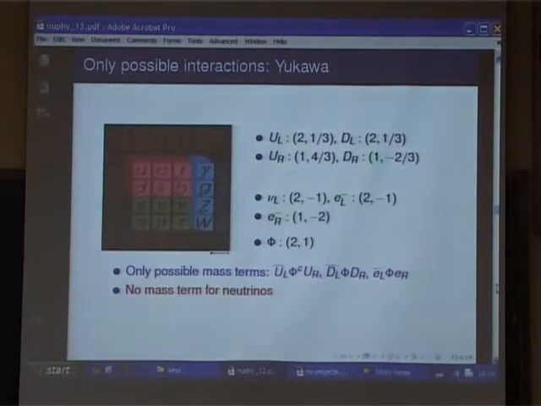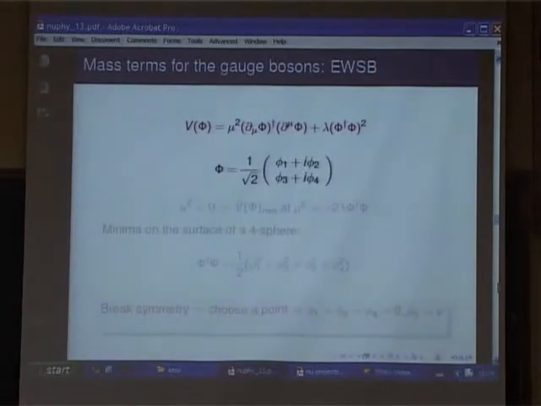Then we'll go to this other problem before we come to neutrinos, which is giving mass to gauge bosons. I told you yesterday that it's a sacrilege to give mass to gauge bosons directly. You can't write an M squared B B kind of term because gauge symmetry is sacred. Never. So therefore we have this mechanism called electroweak symmetry breaking.